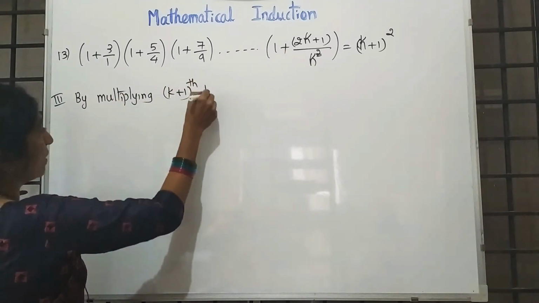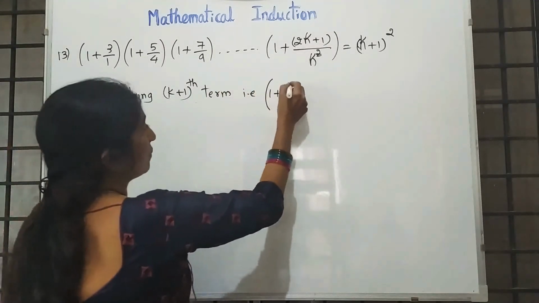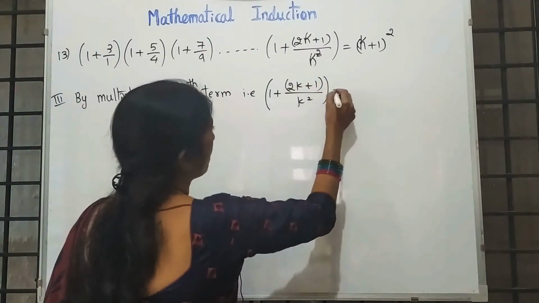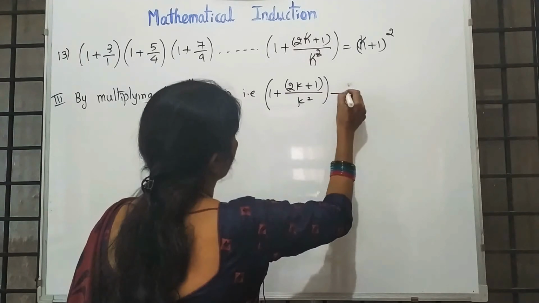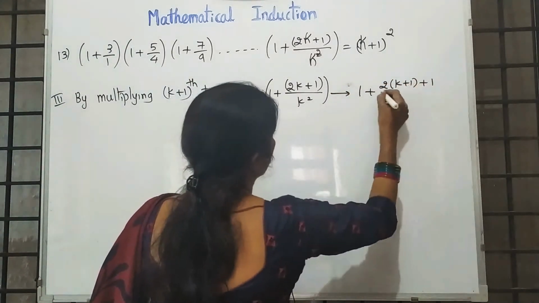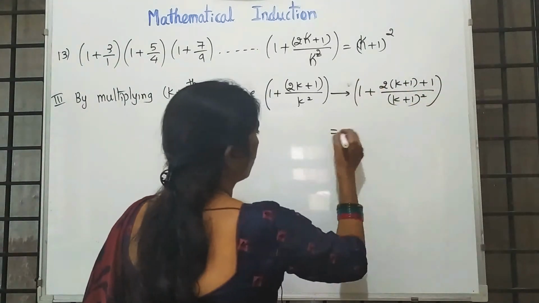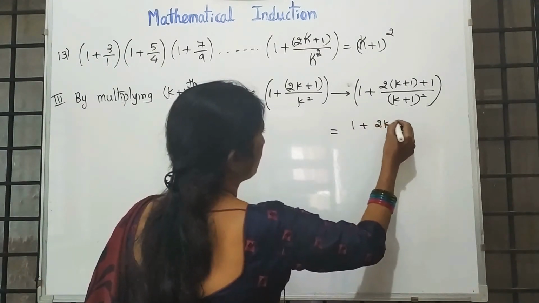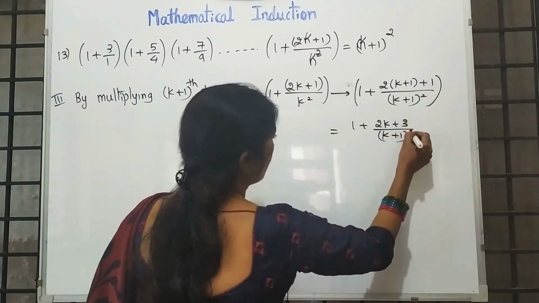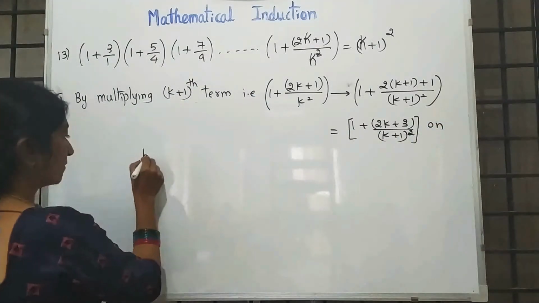K plus 1th term. That means I told you how to write the calculations. Write on the last term of left side, and wherever k is there, replace it by, don't write equal sign, wherever k is there, replace it by k plus 1. Then you can write equal sign. So this we have to multiply on both the sides.